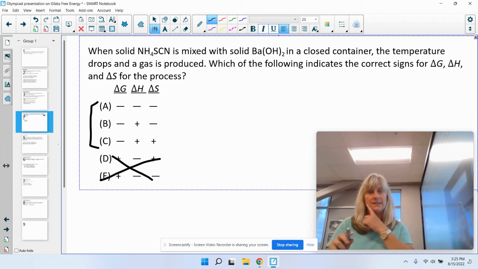Okay. Secondly, it says the temperature drops. Now, we're measuring the temperature of the system. If the temperature is, or actually, I'm sorry, we're measuring the temperature of the surroundings.